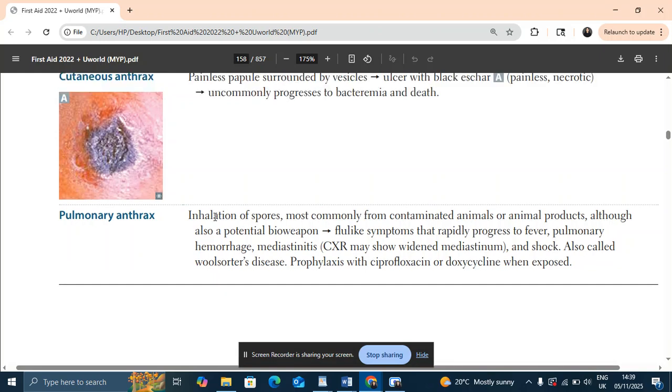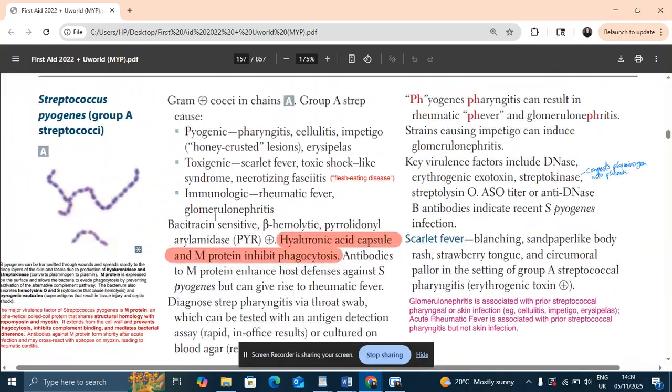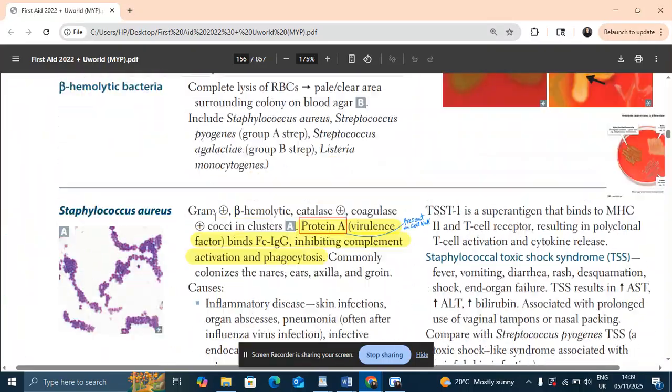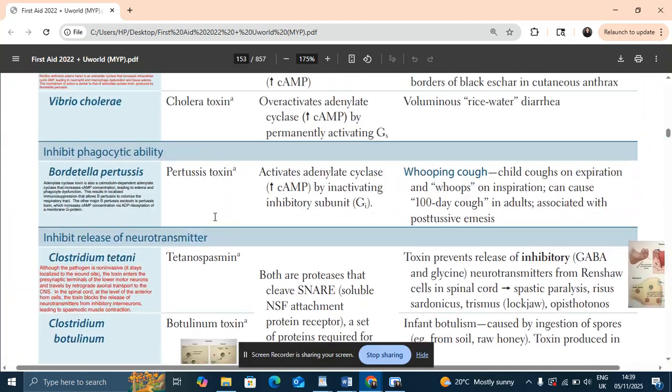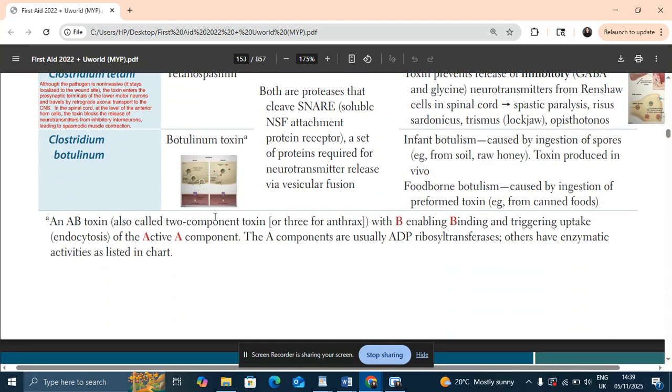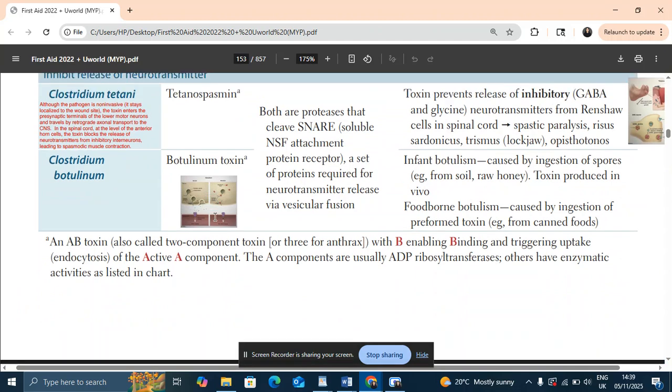Last time we talked about Clostridium tetani. Now we will talk about Clostridium botulinum. I will also compare Clostridium botulinum with Clostridium tetani, so you can memorize easily from an exam point of view. First is Clostridium botulinum. It produces a toxin called botulinum toxin. What is the mechanism of action of botulinum toxin? It works similarly to tetanospasmin, a toxin produced by Clostridium tetani.